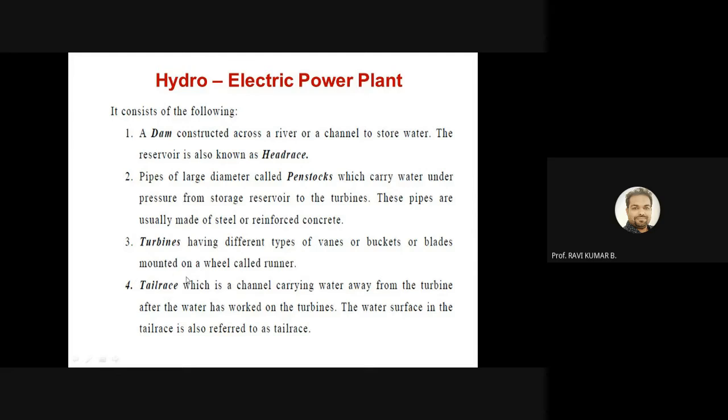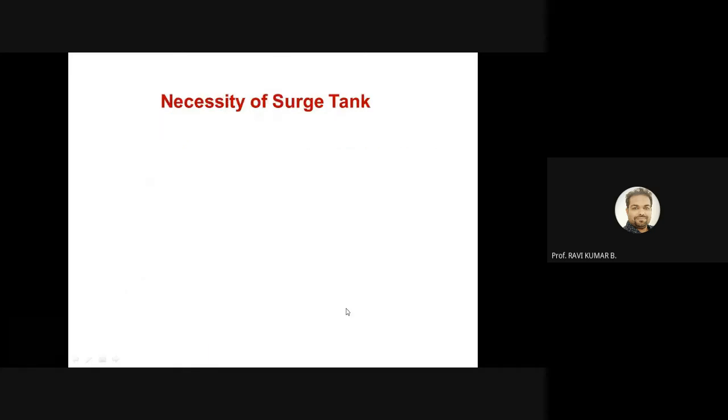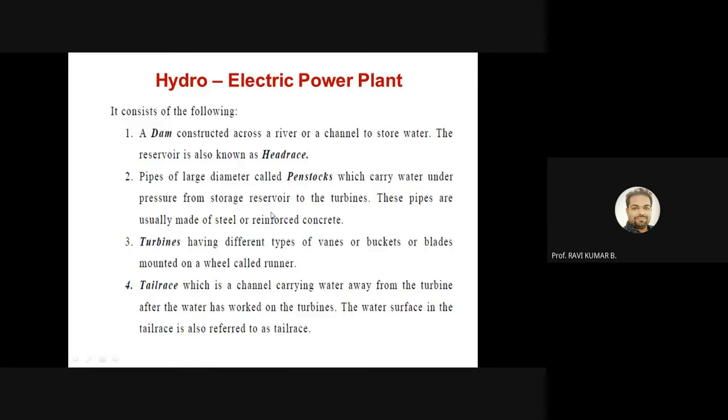Then finally the tail race. Once you have utilized the entire kinetic energy, meaning a portion of the kinetic energy to convert into mechanical energy, the rest of the water has to be returned back to the canal or river. For that, the tail race is attached to the turbine outlet. The tail race is a channel carrying water away from the turbine after the water has worked on the turbine. So these are the primary components required for any kind of hydroelectric power plant.